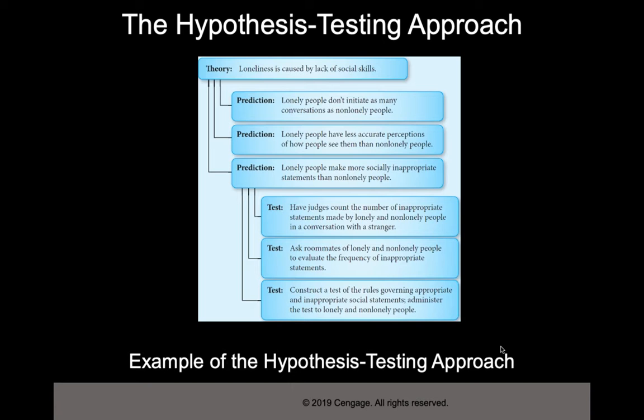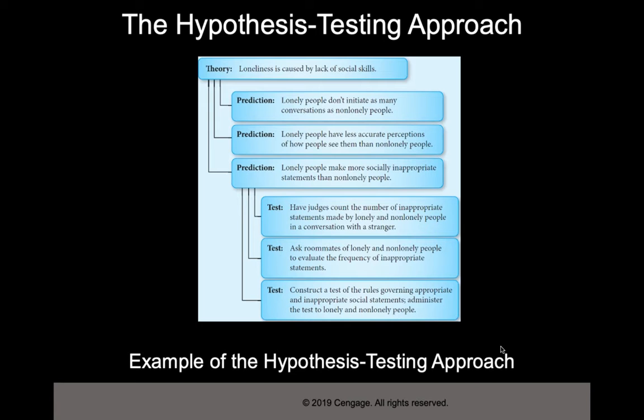The hypothesis testing approach, another example would be, let's take the theory that loneliness is caused by lack of social skills. Now, the hypothesis could be that lonely people don't initiate as many conversations as non-lonely people. Lonely people have less accurate perceptions. And lonely people make more socially inappropriate statements. So any of these hypotheses sort of comes from this theory that loneliness is a lack of social skills.